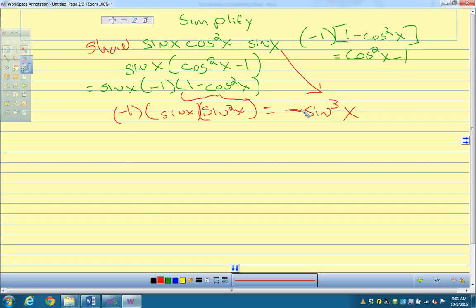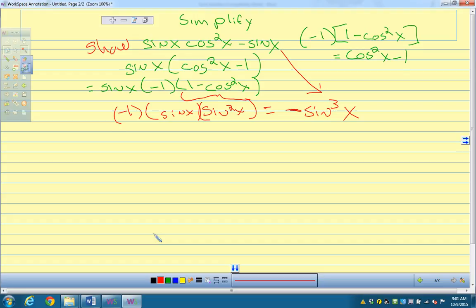Why would you factor out the negative 1? Why would I factor out the negative 1? So that I could, because 1 minus cosine squared x I know is sine squared x. But I had cosine squared x minus 1 in here, and that's not equal to sine squared x. I throw in a negative 1 in there, and then it is, you see?